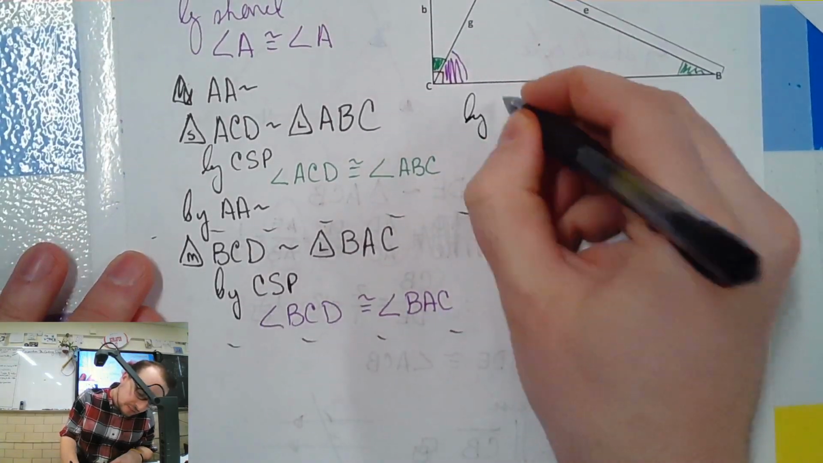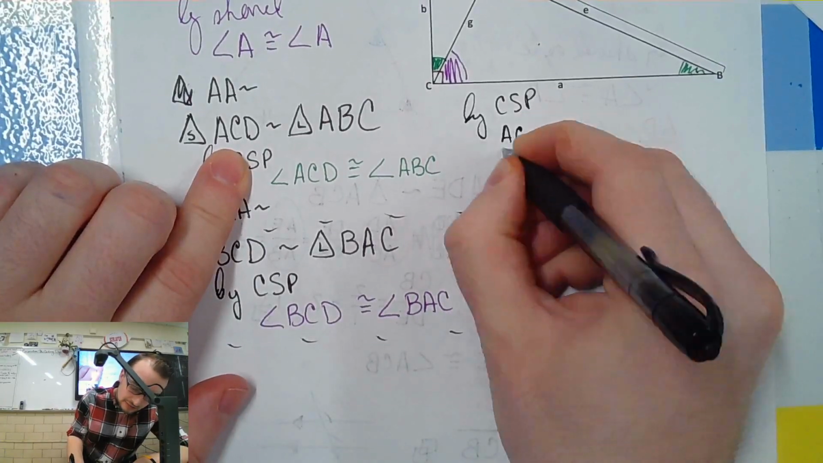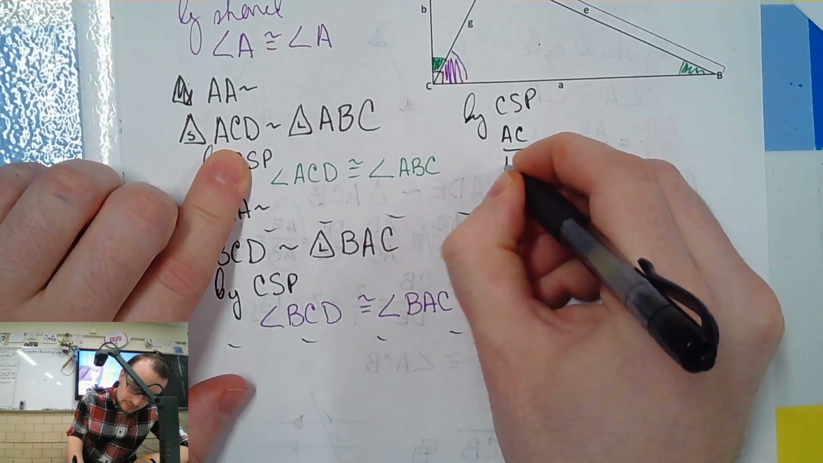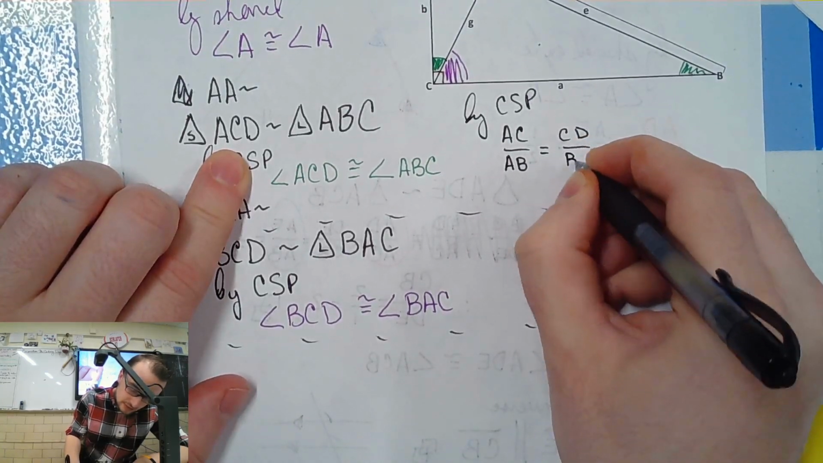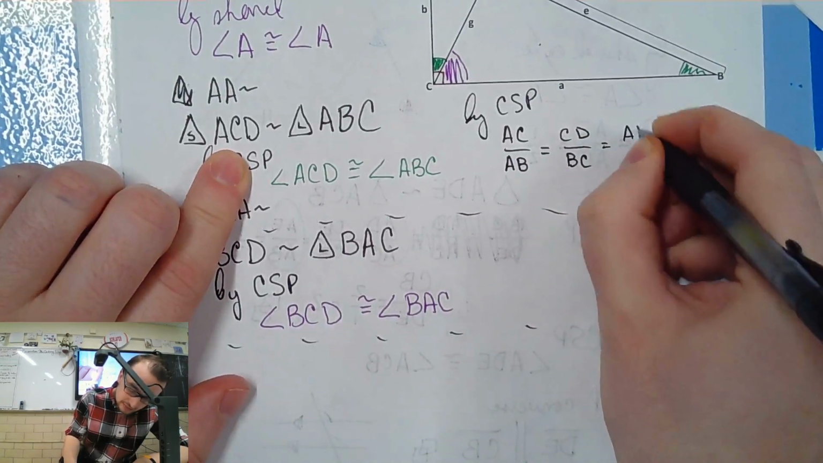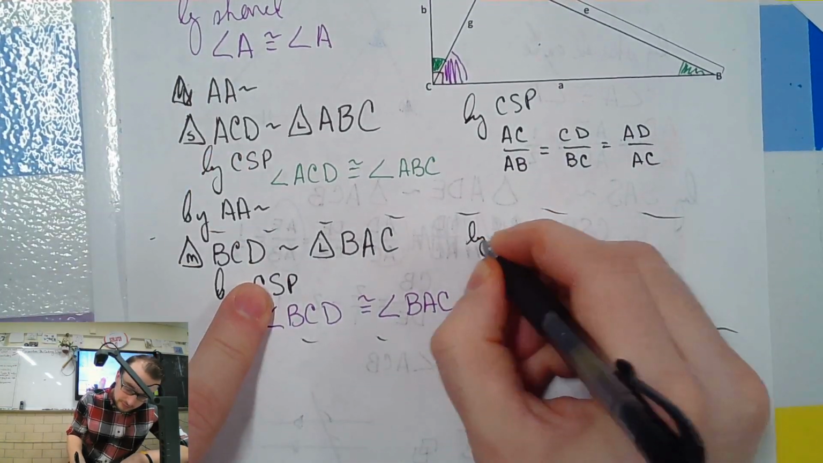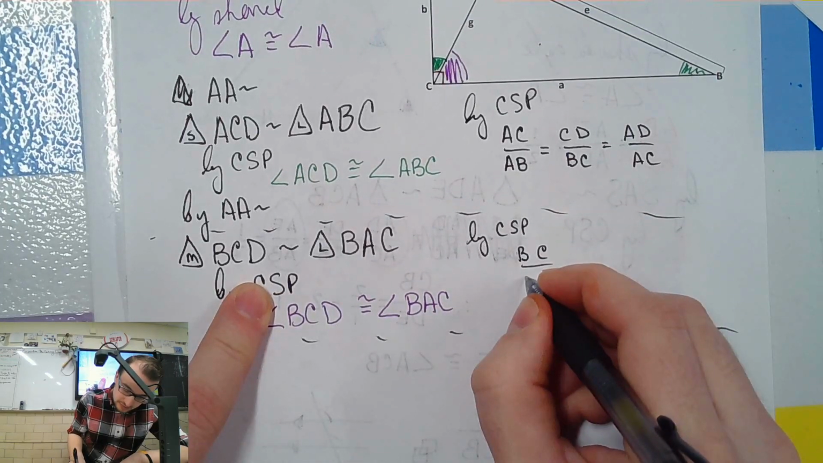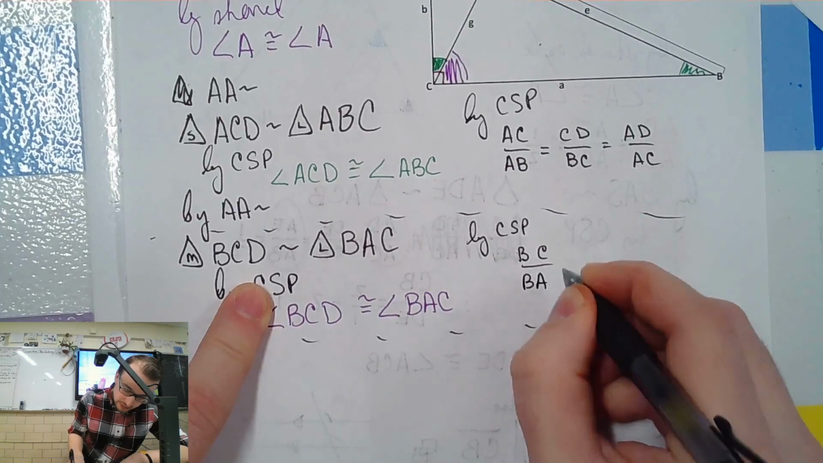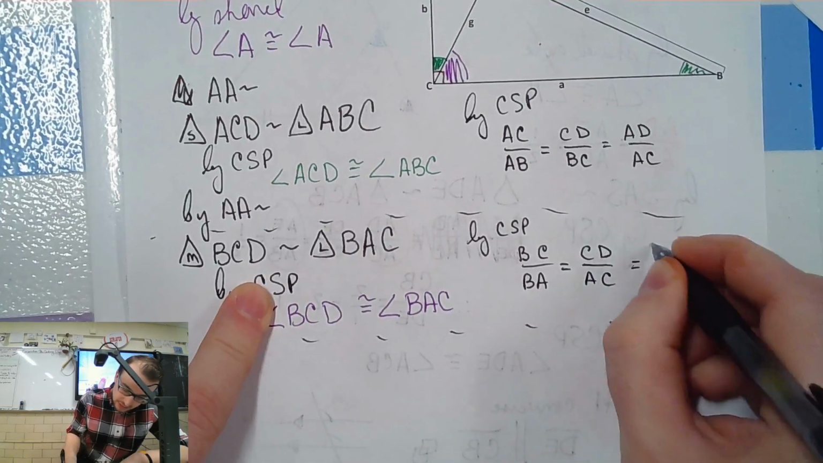By CSP, what part should match up over here? AC and AB, CD and AD. Good. Over here, BC and CD and BD.